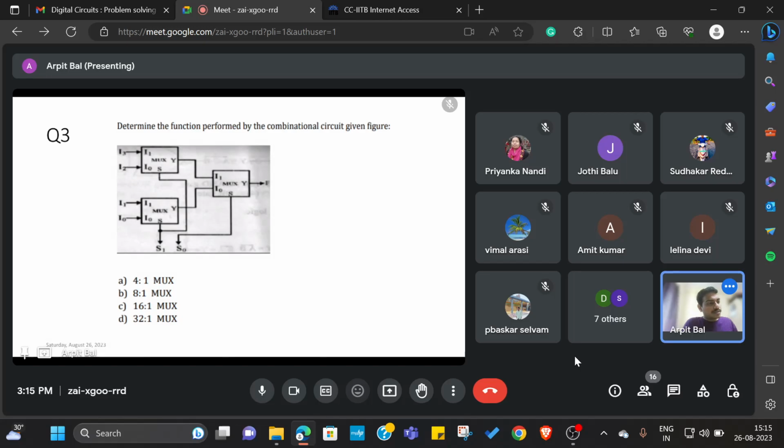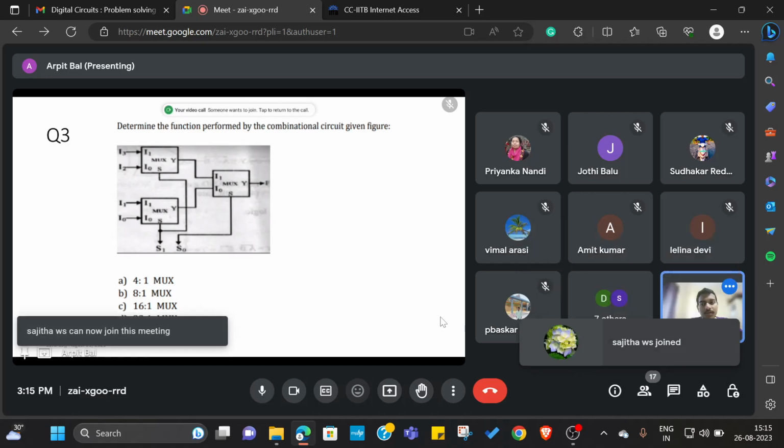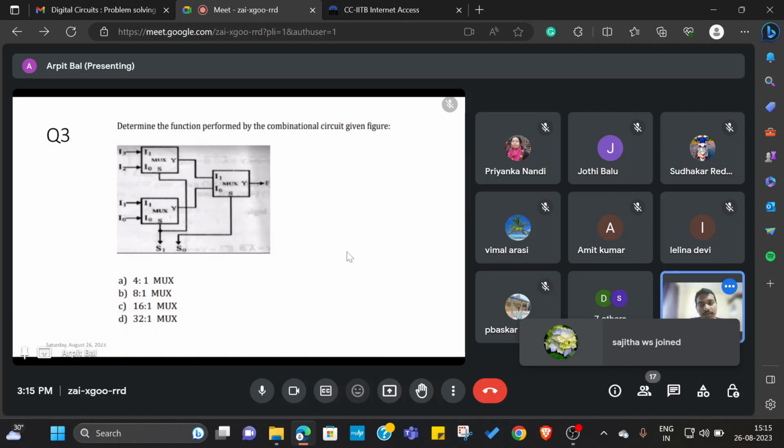Okay, so we are given 3 muxes and we need to figure out what is the combinational function that is being performed by this particular combinational circuit. Okay, so the thing is, it is visible to us what it is performing, right? So it's basically a 4 cross 1 mux.